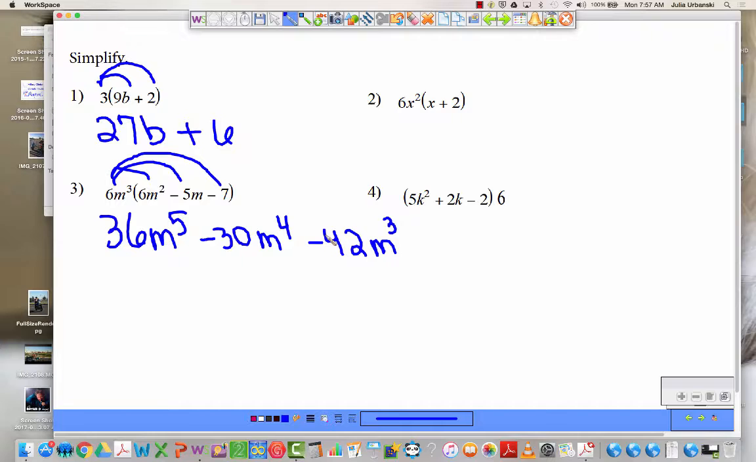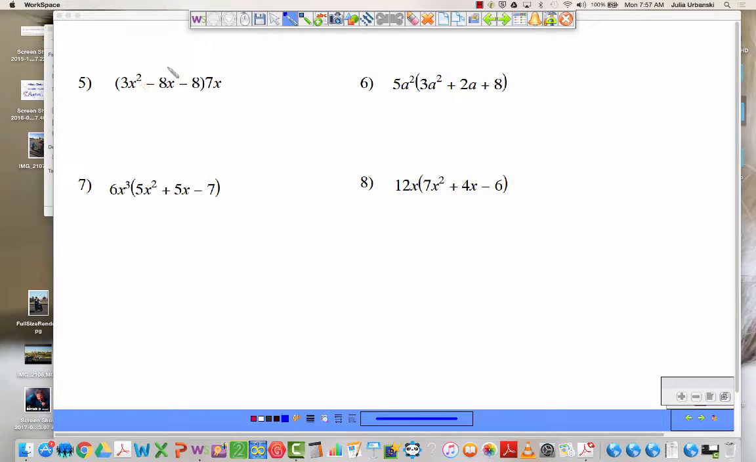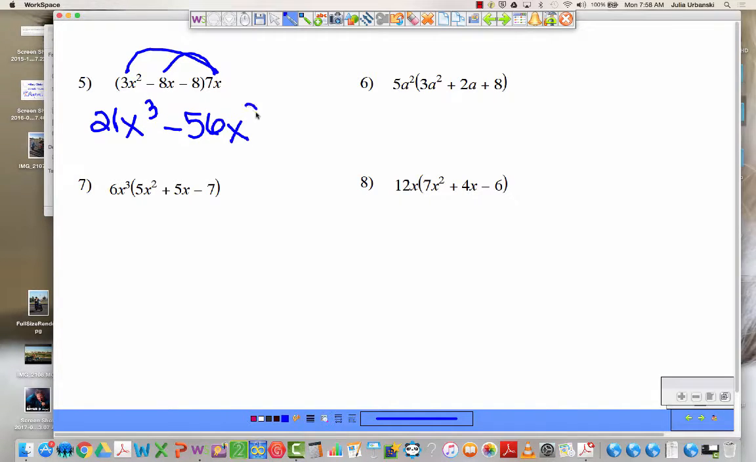Number 5. Number 5 is the same thing. It's just written a little bit out of order, but these parentheses is still times the 7x. So take the 7x times everything inside the parentheses. 7 times 3 is 21, and then we have x squared times x. X to the 3rd, good. Then we have 7x times negative 8x. 7 times negative 8, negative 56, good. And it's x and x. What does that make? X squared, good. 1 plus 1. And then we have 7x times negative 8, that's just going to make negative 56x.